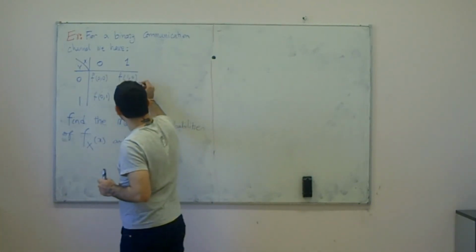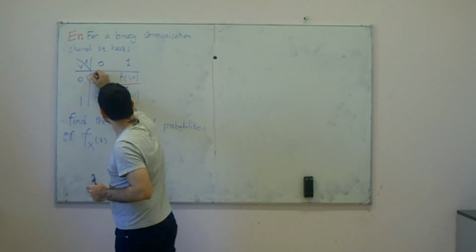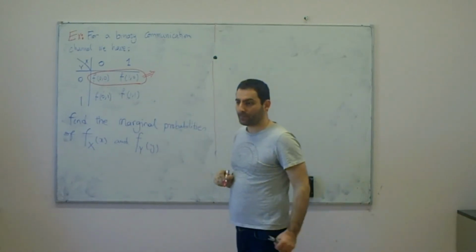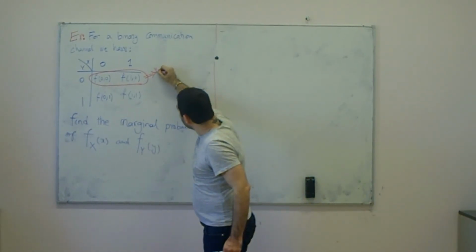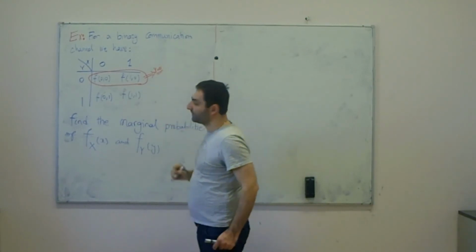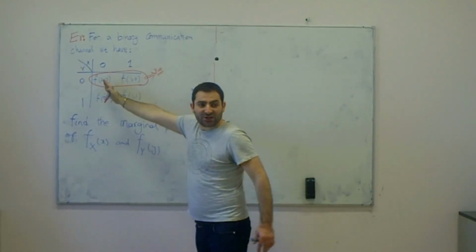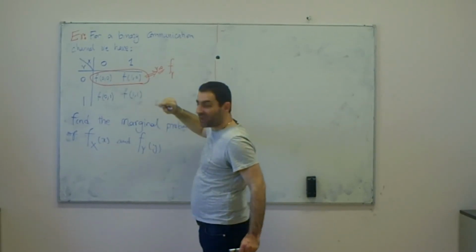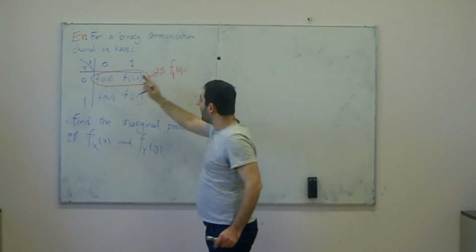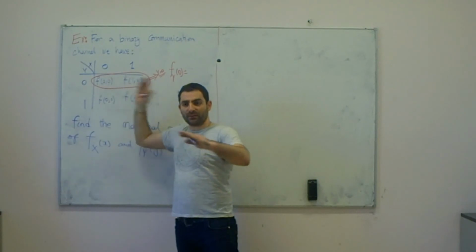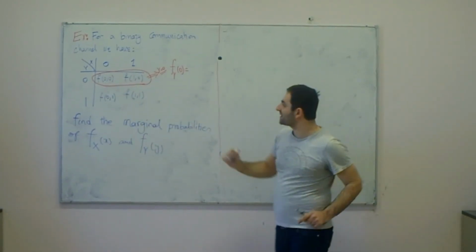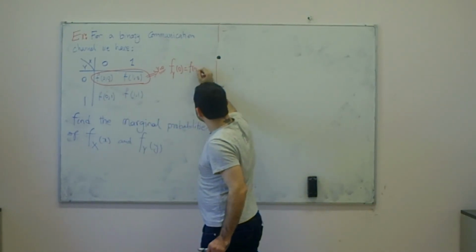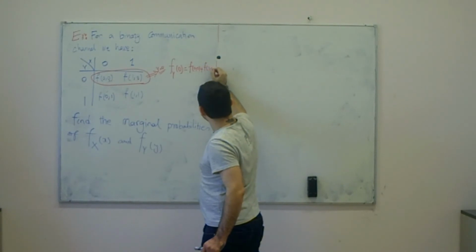Here, let's look at this one. Can you tell me what is fixed? Y equal to 0 is fixed, and x is changing. So this is fy of 0, because y is fixed at 0. It is the addition of all the joint probabilities when x is changing and y is fixed. So this is f00 plus f10.